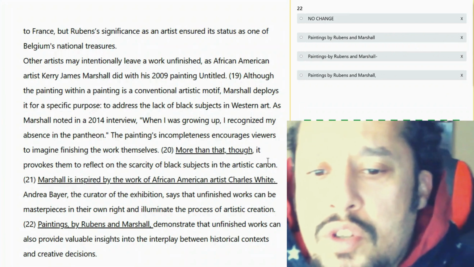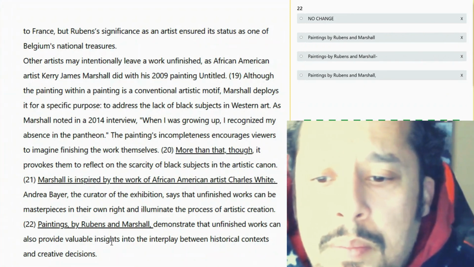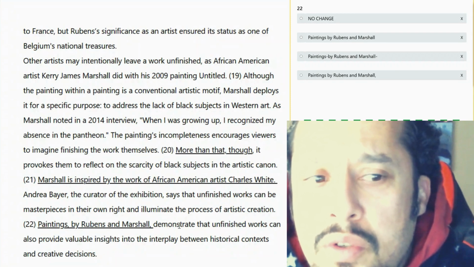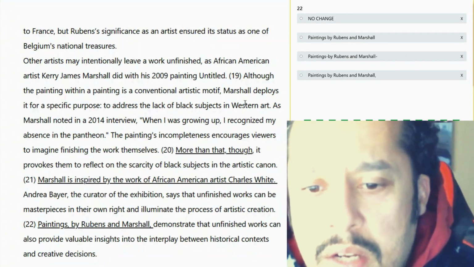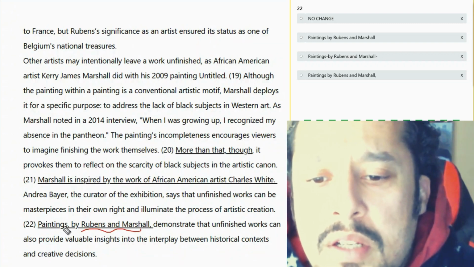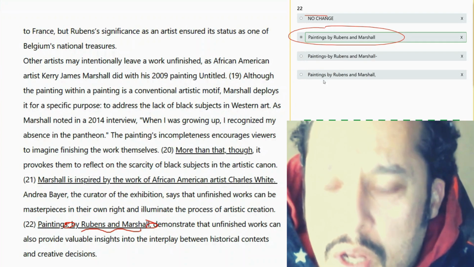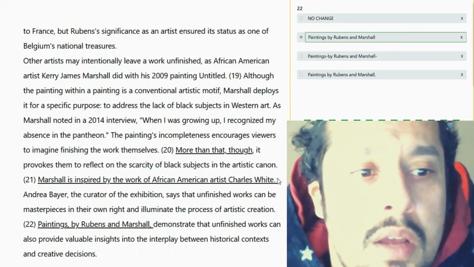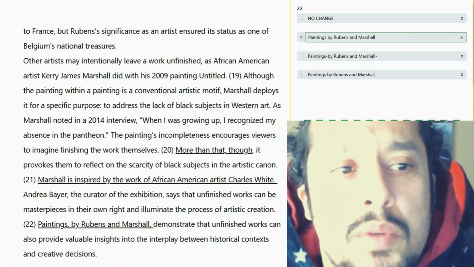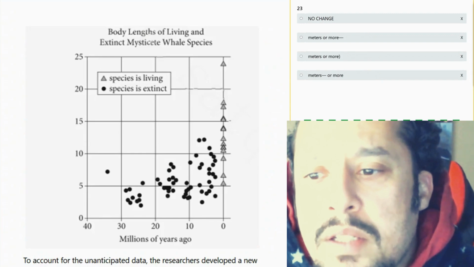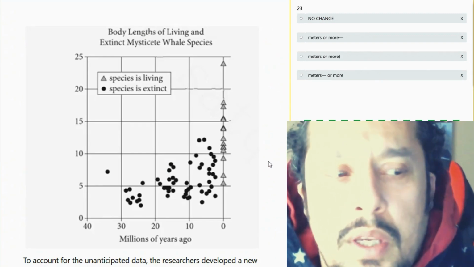And finally, question number 22. "Paintings by Rubens and Marshall demonstrate." Didn't we say don't put names for non-essential phrases? So don't do that. Answer B. Names are generally important. So that was passage number 2. Let's jump into passage number 3.